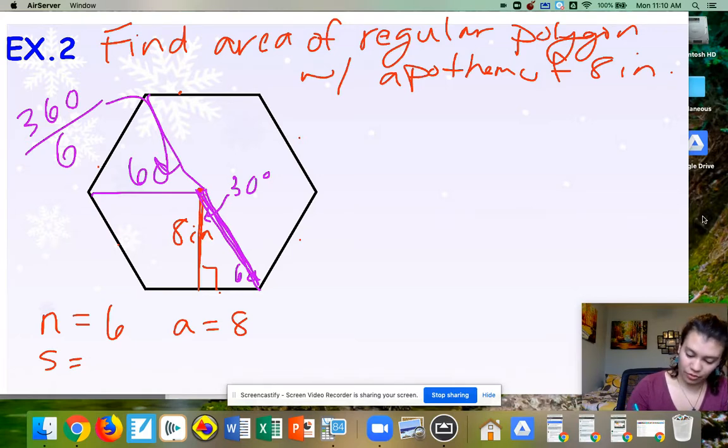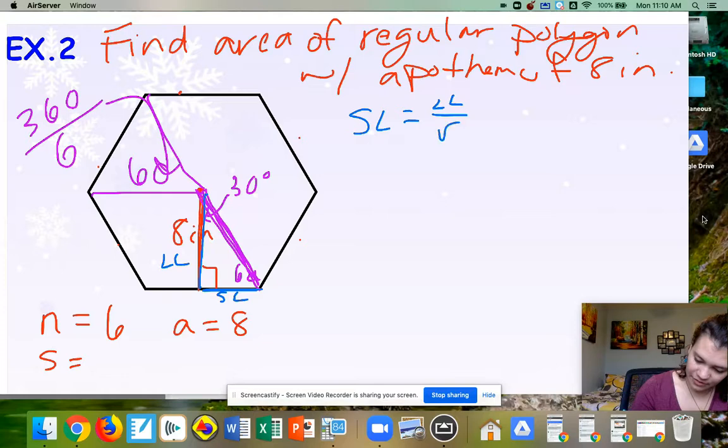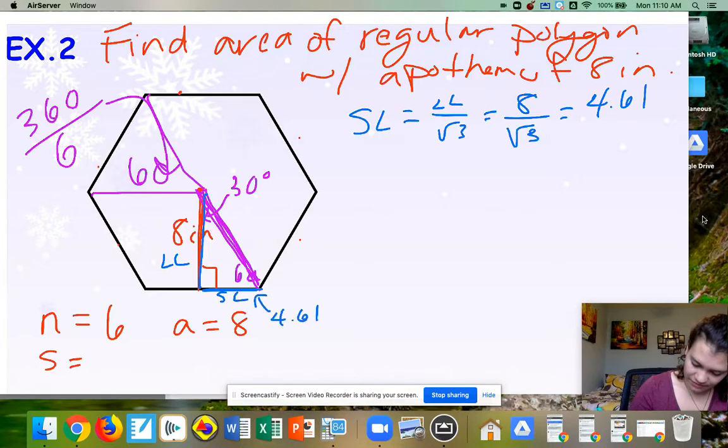So then across from this 30 is going to be the short leg, so we need to figure out what the short leg is. This right here is the long leg of our triangle. So if we have short leg here, we want long leg divided by square root 3, or 8 divided by square root 3. If you type this in, you should get 4.61. So this right here is 4.61. And then to figure out the whole side length, you want to double that. So 2 times 4.61 will give you 9.22 inches.